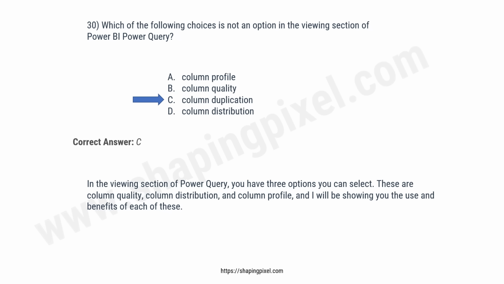In the viewing section of Power Query, you have three options you can select. These are column quality, column distribution, and column profile, and we'll be showing you the use and benefits of each of these.